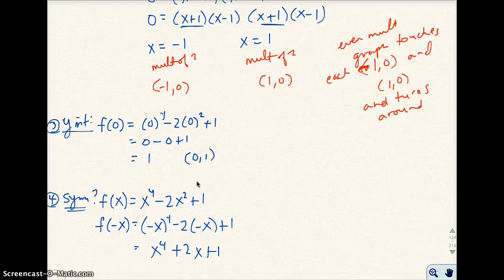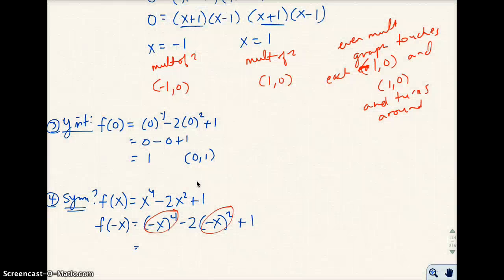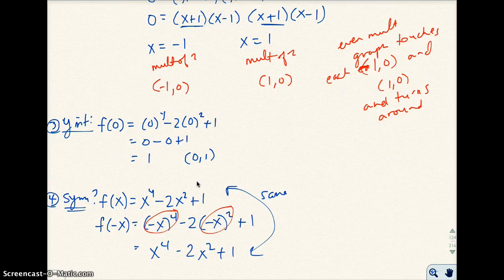And, oh, I made a mistake here. Erase this and start over. So I plug in the negative x, I get negative x to the 4th minus 2 times negative x squared. I forgot the square there. So this becomes x to the 4th, and x squared. So I get x to the 4th minus 2x squared plus 1. Notice how these are the same. That means we have y-axis symmetry. It's an even function, which means y-axis symmetry.